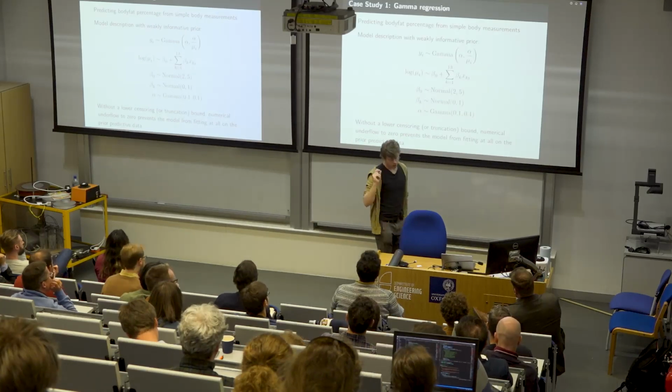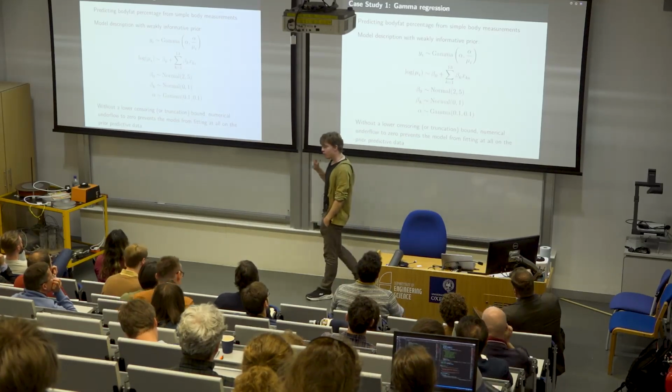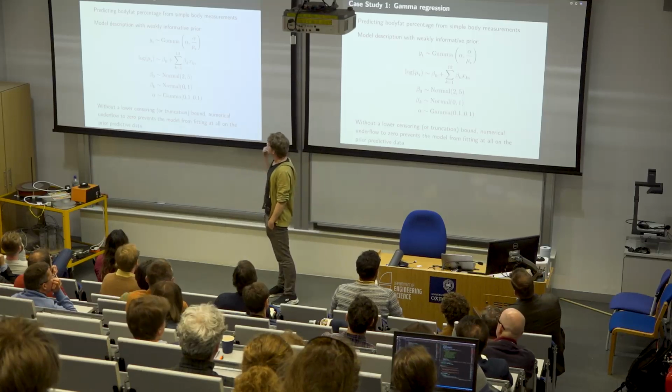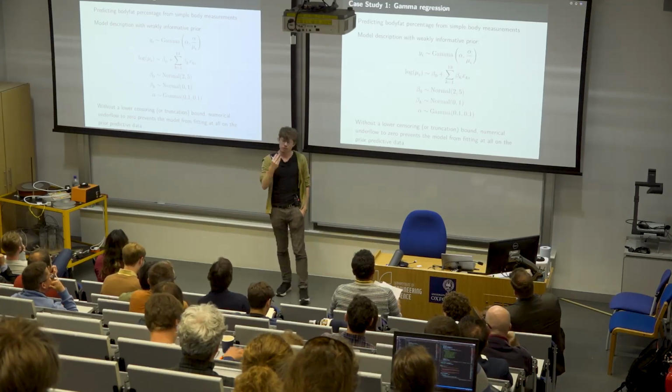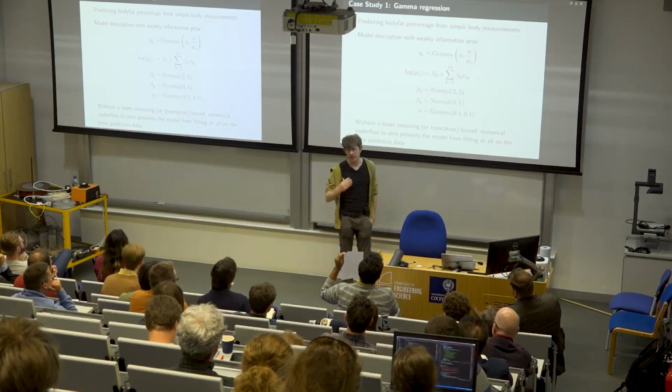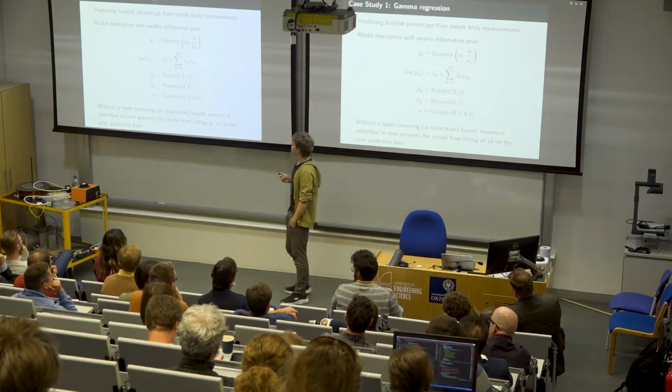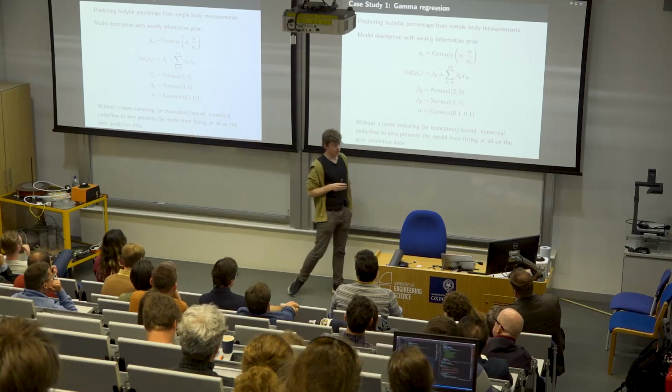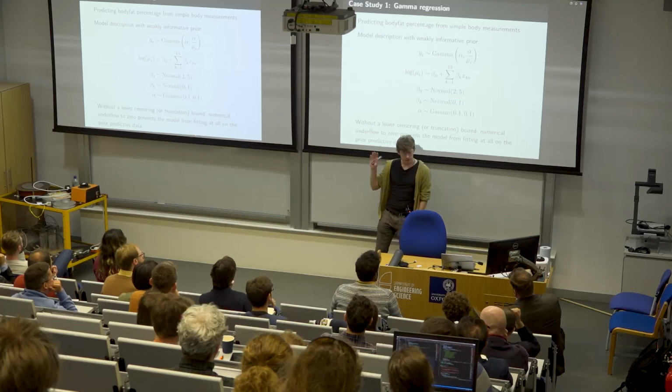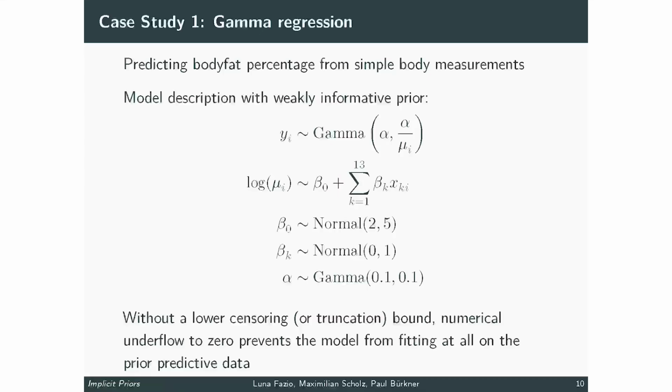So what I now want to illustrate is how badly SBC can fail if we are using still reasonable but weakly informative priors, and how easy it is to fix with preconditioning. In the first case study, we are predicting the body fat percentage from some simple body measurements like height and weight and size of the neck or something. And here we're using a gamma GLM with 13 predictors and some reasonable weakly informative priors on the parameters, where alpha is a shape parameter and mu is the mean, which we are predicting on the log scale.